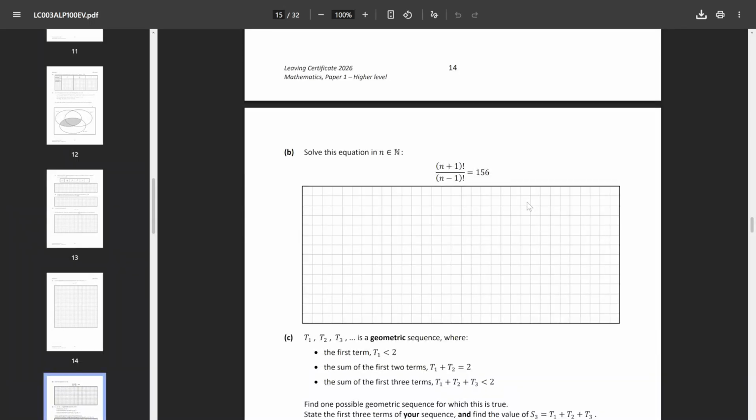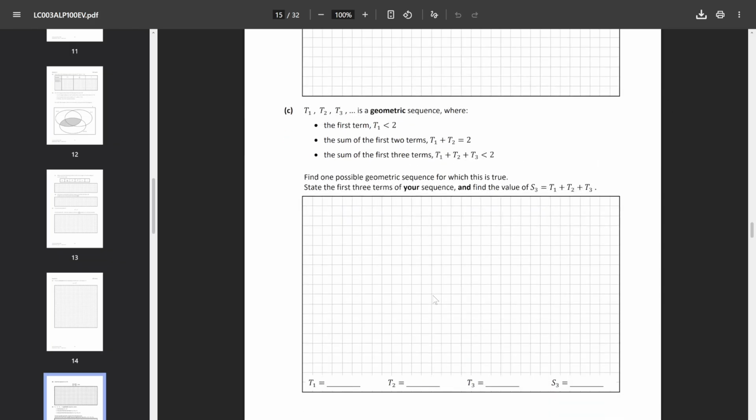And continuing the theme of factorials, we now have a factorial equation. You just have to find a way to cancel the n minus 1 factorials, which is pretty okay, and then it's just a quadratic. And then a sequences question, which required quite a lot of thinking and testing a couple of things, because we're looking for a possible geometric series with these restrictions, and of course you could go numerous different avenues to solving that.